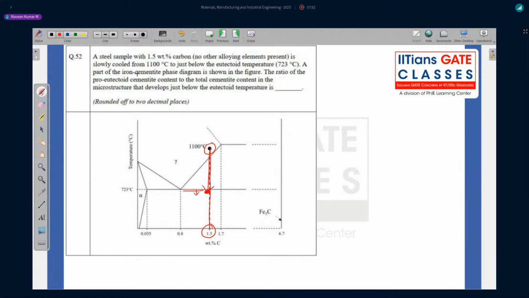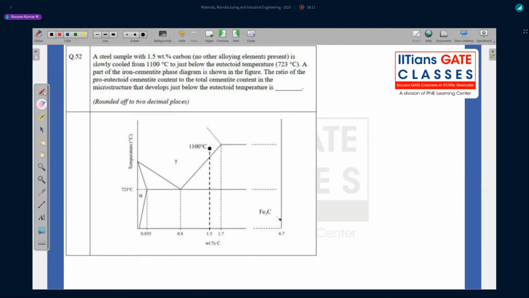A part of the iron cementite phase diagram is shown in the figure. The ratio of pro-eutectoid cementite content to total cementite content in the microstructure that develops just below the eutectoid temperature is. Okay, let me explain this question.